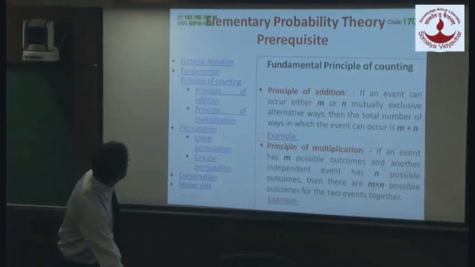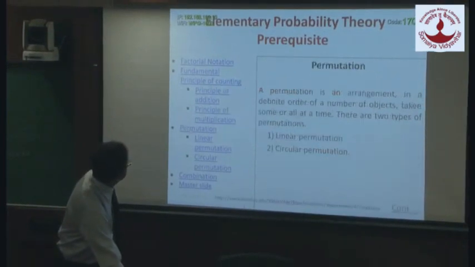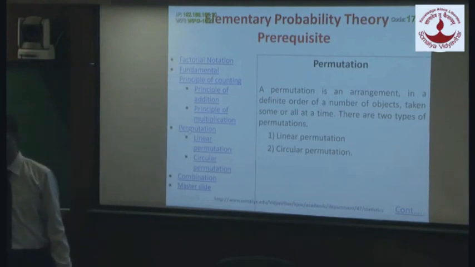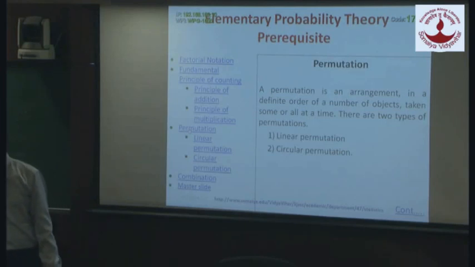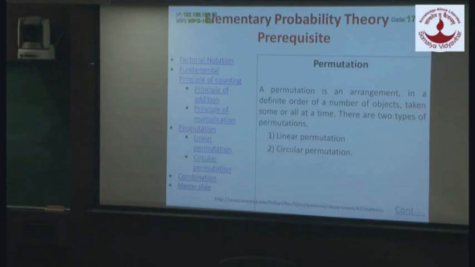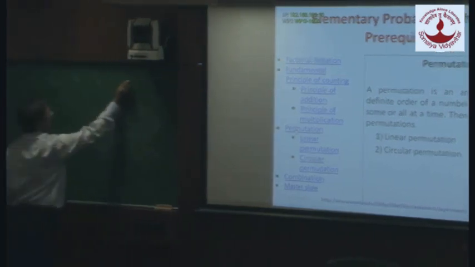So after this we will go to permutation. What do you mean by permutation? Based on this factorial notation, principle of addition and multiplication, now I will define permutation and combination. I will explain with the help of an example so that you will understand this definition. Suppose there are 5 students, say S1, S2, S3, S4, and S5.